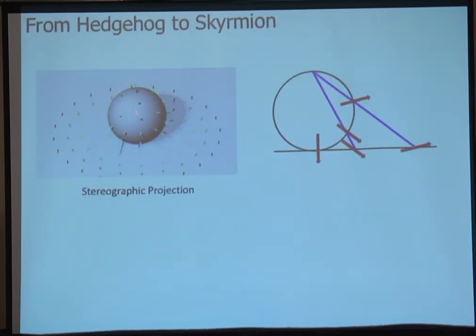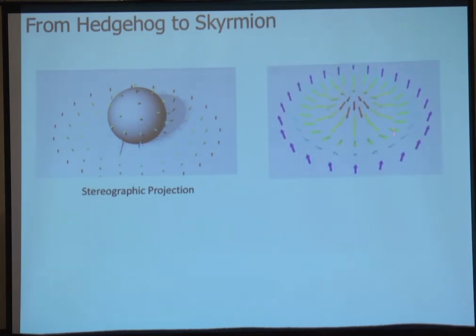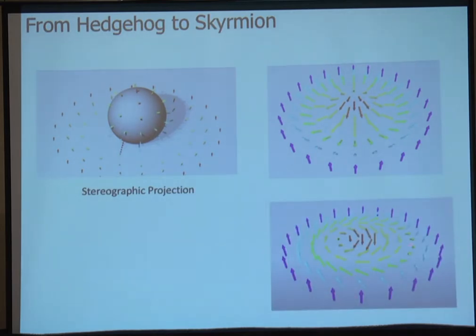But if we put the hedgehog on top of a 2D sheet and map each point on the sphere onto the point sitting on the same line connecting to the North Pole, this is the so-called stereographic projection. After this projection, you end up with a new type of skyrmion on this sheet. If we perform a 90-degree rotation about the center, you get this Bloch-type skyrmion. The one-to-one correspondence between a skyrmion and a hedgehog is described by this topological charge.